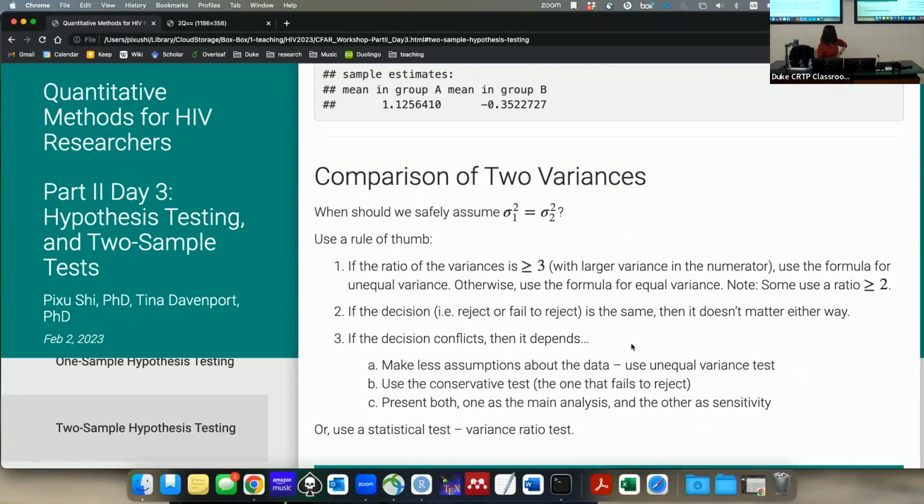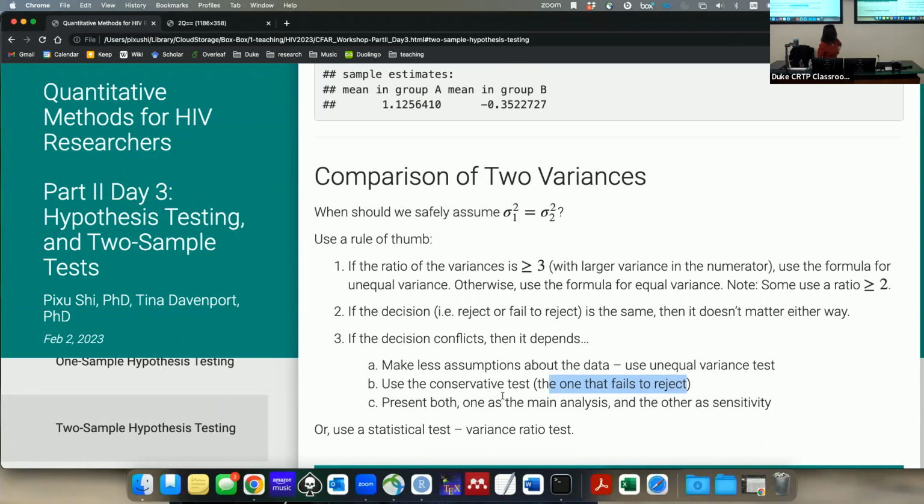Among my colleagues, the consensus is that you can do both. You can do the equal variance and unequal variance tests, and if they give you the same conclusion, rejection or non-rejection, both in the same direction, then it doesn't matter. But if the decisions conflict, then you want to see how much risk you want to take. Generally, we take the more conservative approach and use the one that fails to reject, because the null is the one that we want to protect.